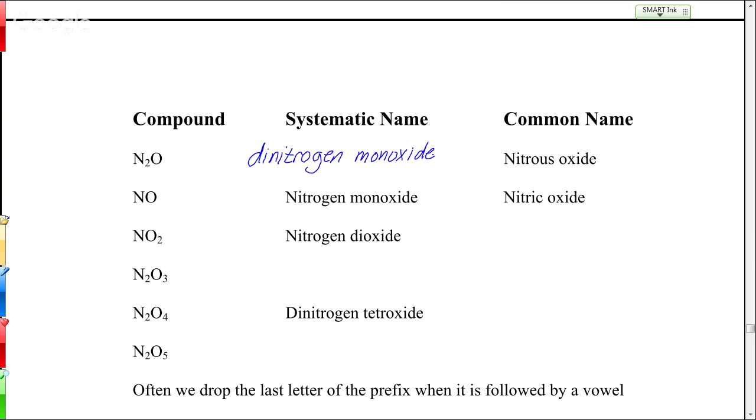What about N2O3? What's the N2 part? Dinitrogen, and then what's O3? Dinitrogen trioxide. And then N2O5, that will be dinitrogen what? Pentoxide. Again, we dropped that last letter, that last A for penta, so that we don't have two vowels in a row.